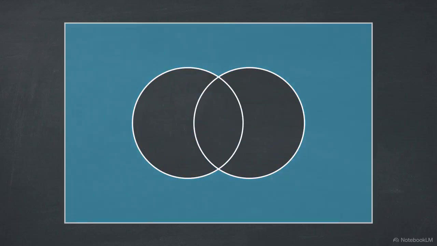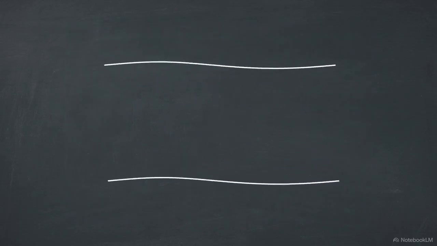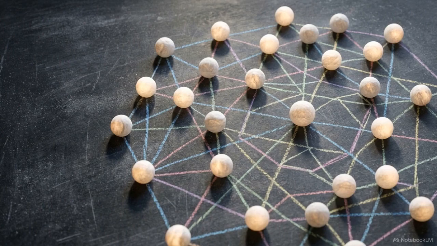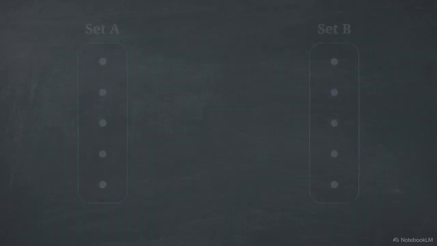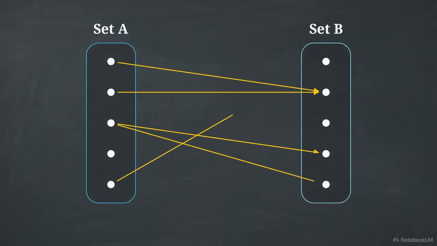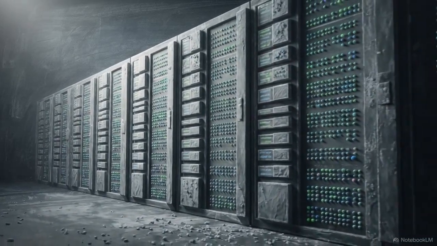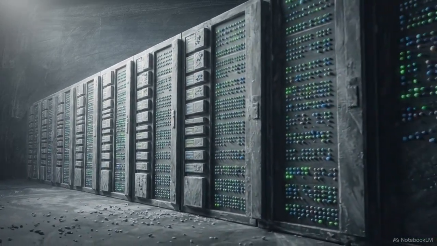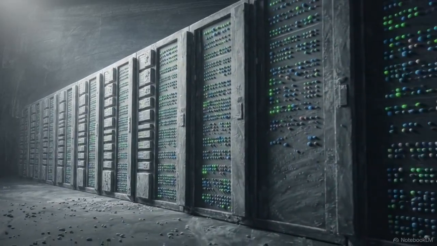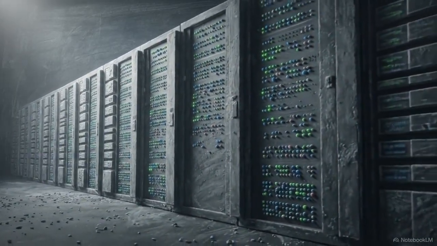Building complex logic requires defining connections between these distinct, separate collections. This is where we move into the study of relations. These mathematical structures record how elements from one set interact with another. Mastering this logic allows us to translate abstract, real-world connections into rigid mathematical structures that a computer can process.